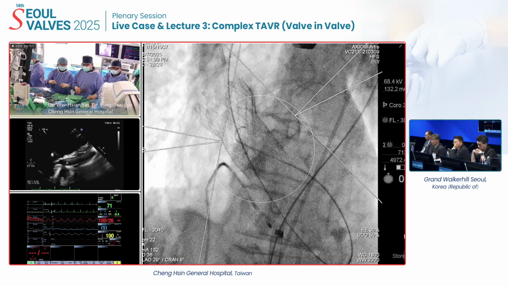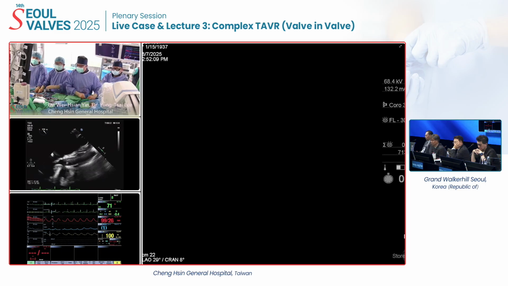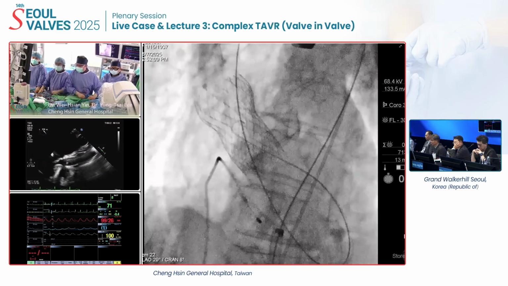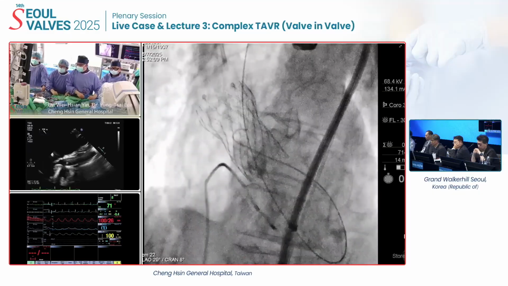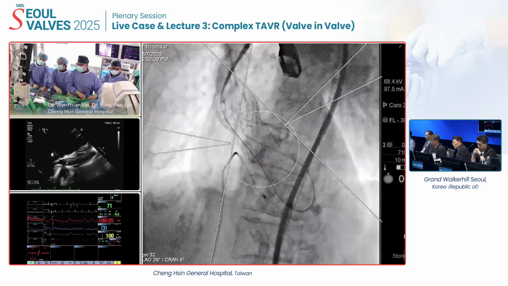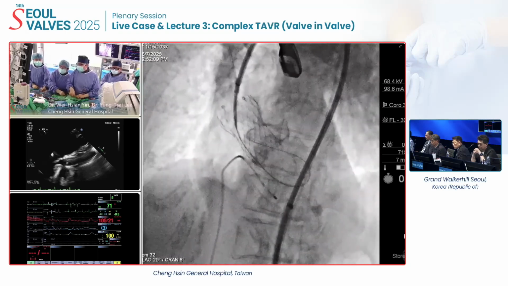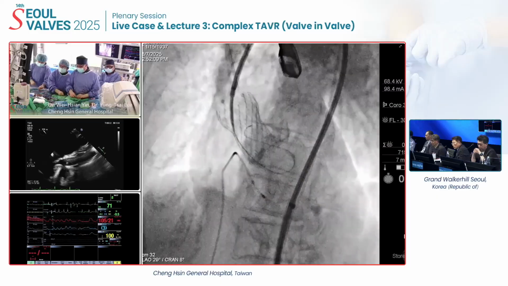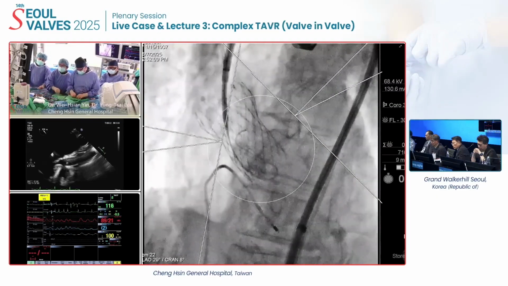I would like to summarize. This patient had a failed self-expanding valve, which was implanted at the implantation test of 3. During the first implantation, there would be no issue for the coronary because the left coronary height was around 8 to 10, and the right is even higher.